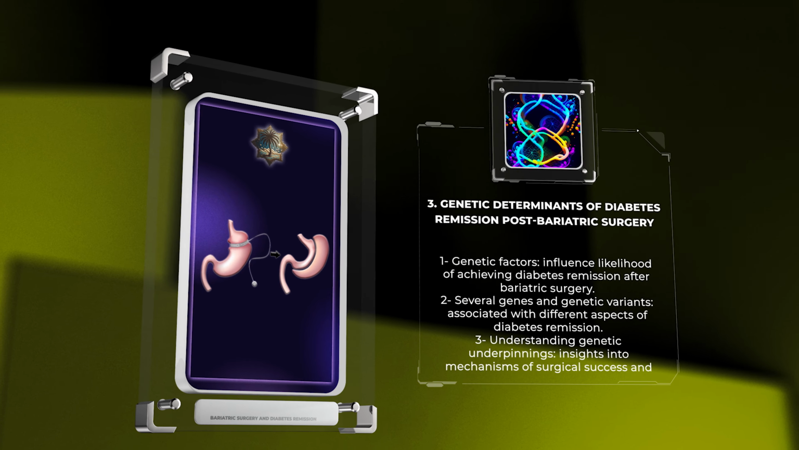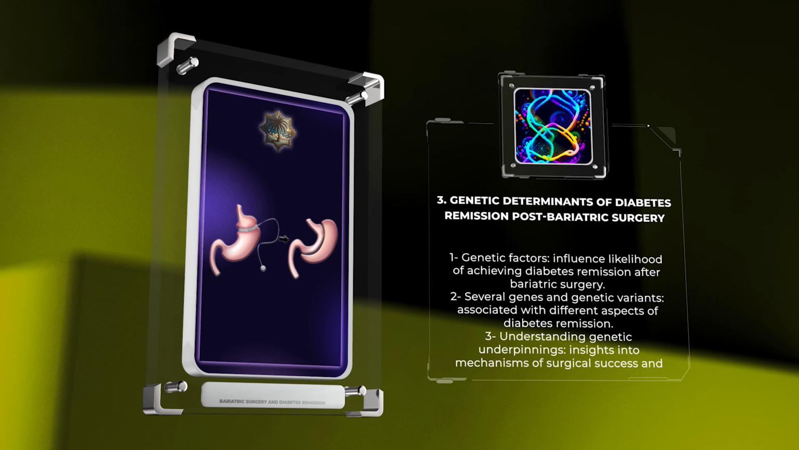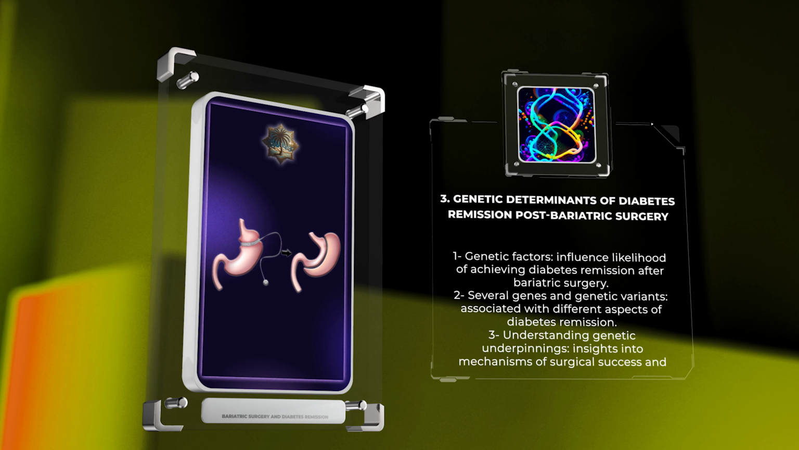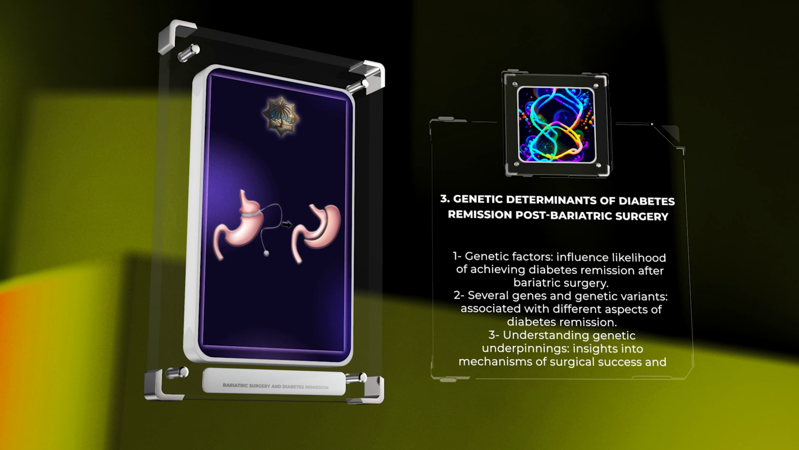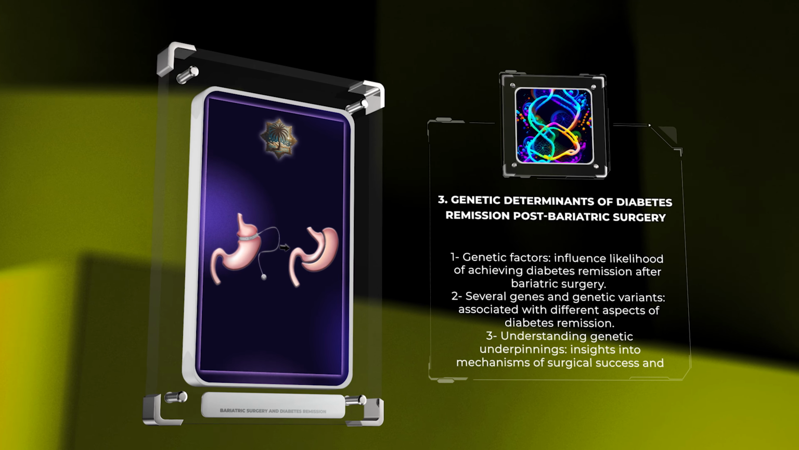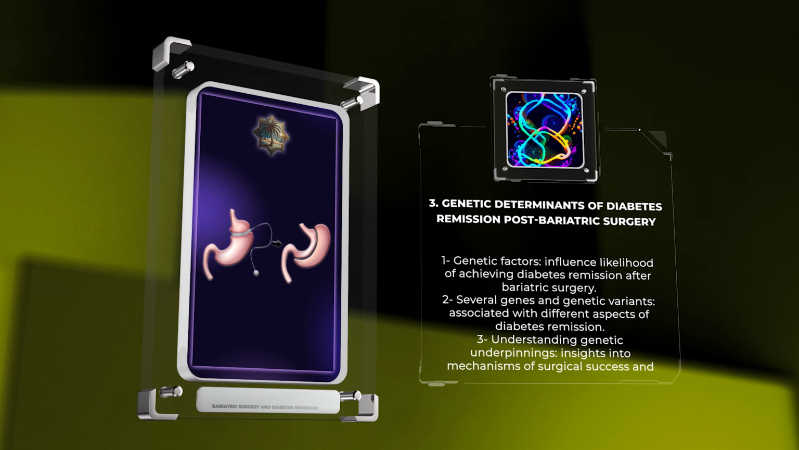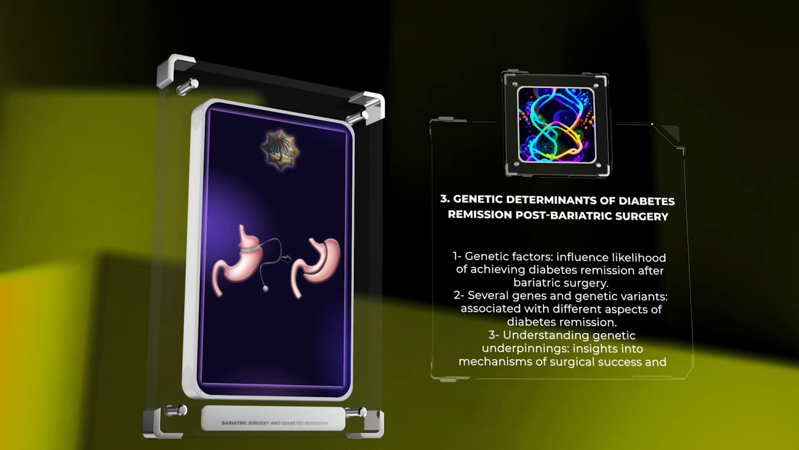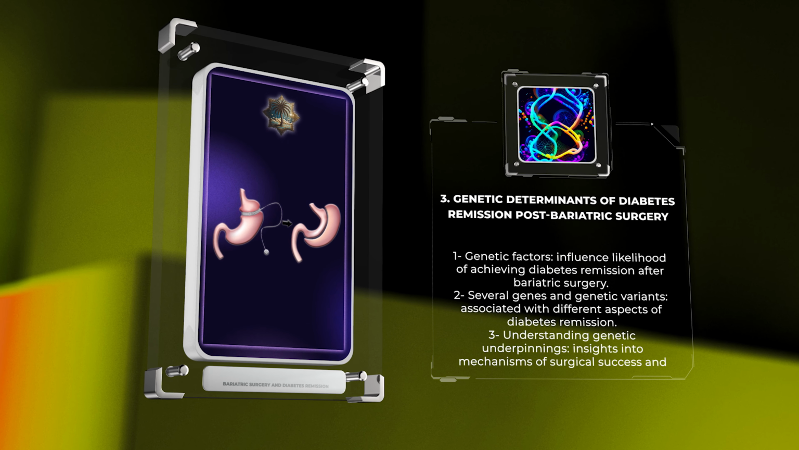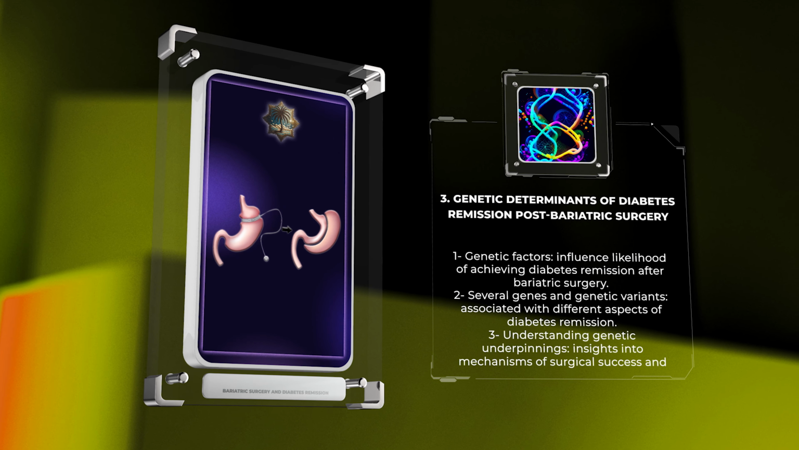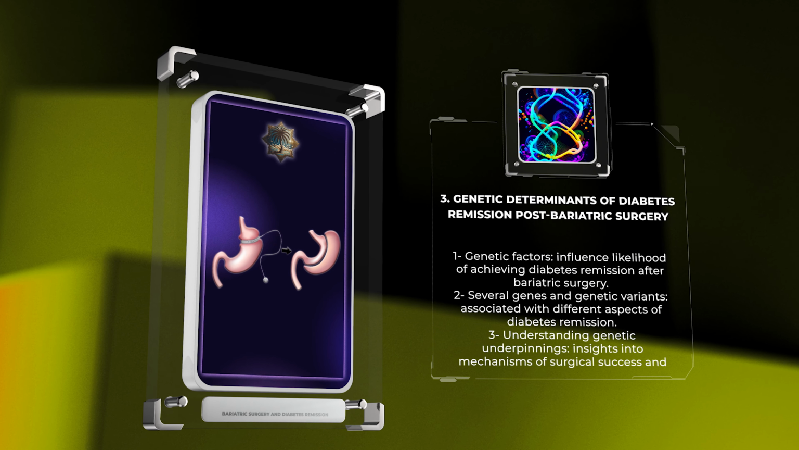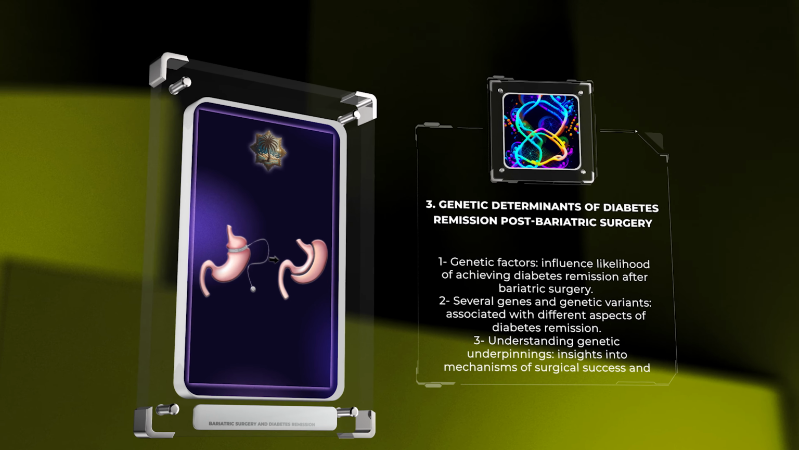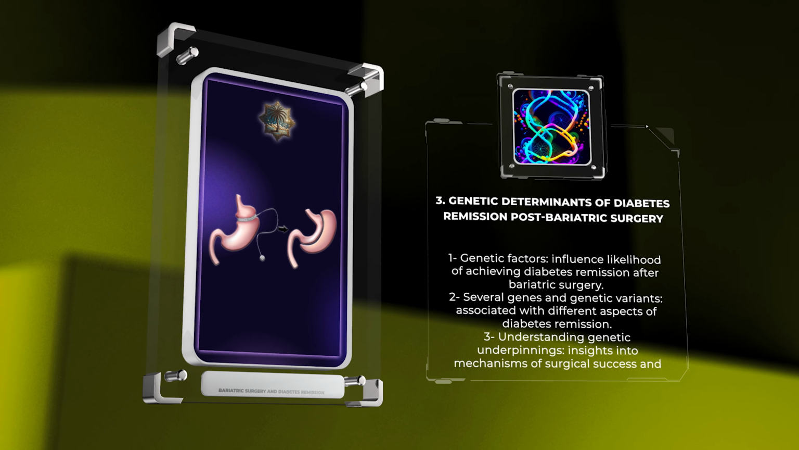Although the precise genetic determinants remain incompletely understood, several studies have identified genes and genetic variants associated with different aspects of diabetes remission. These include genes involved in insulin signaling pathways, pancreatic beta cell function, adipogenesis, appetite regulation, and lipid metabolism. Understanding the genetic underpinnings of diabetes remission will not only provide valuable insights into the mechanisms of surgical success but may also help identify patients who would benefit the most from bariatric surgery as a treatment modality for diabetes.